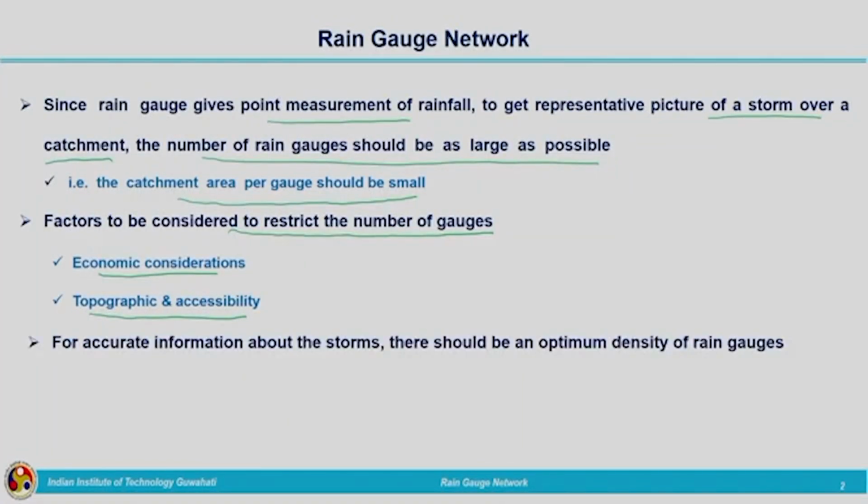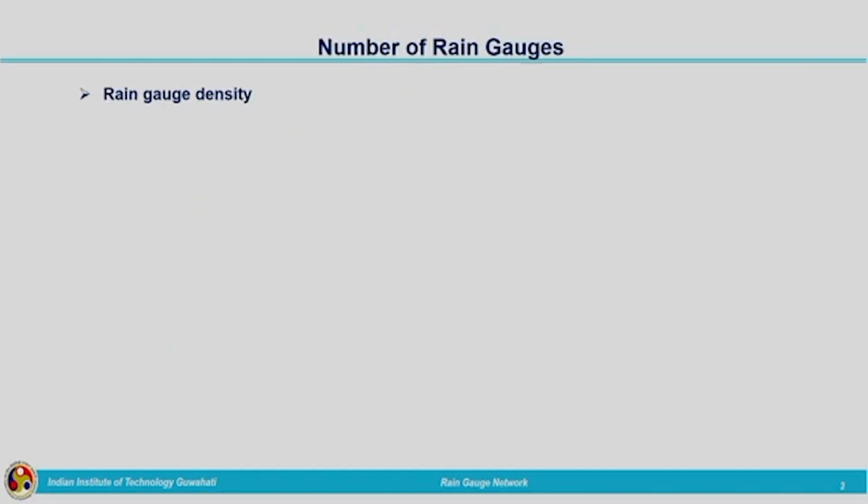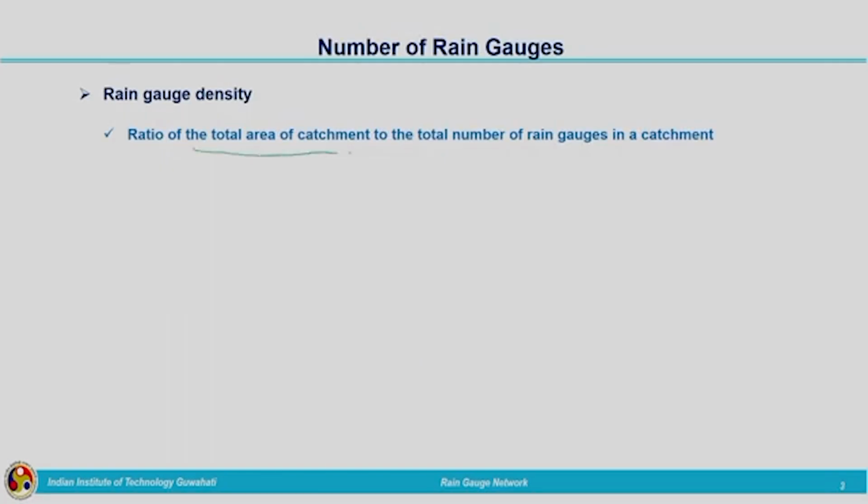So, for accurate information about the storms, there should be an optimum number of rain gauges, or an optimum density of rain gauges. So, what is meant by rain gauge density? Rain gauge density is the ratio of the total area of the catchment to the total number of rain gauges in that particular catchment. So, that is what is meant by rain gauge density.